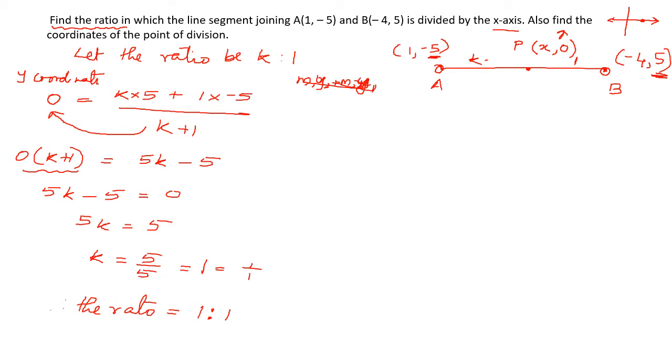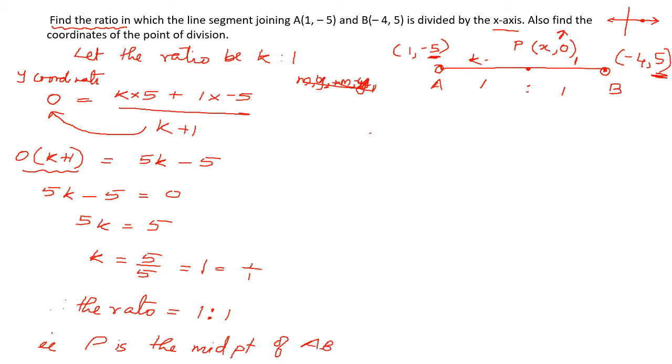So this x-axis divides the line segment in the ratio 1 is to 1. What is the meaning? When the ratio is 1 is to 1, both the sides are equal. That means P is the midpoint of AB. Now we have to find the value of P.